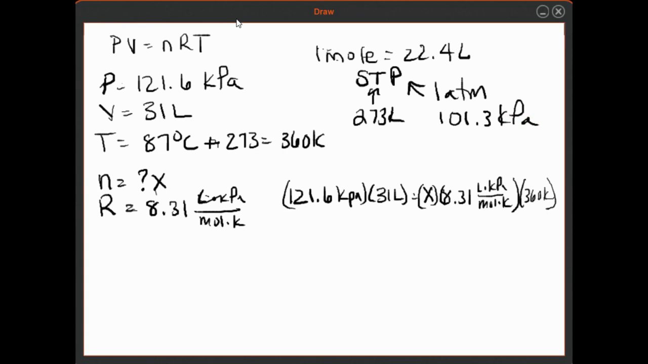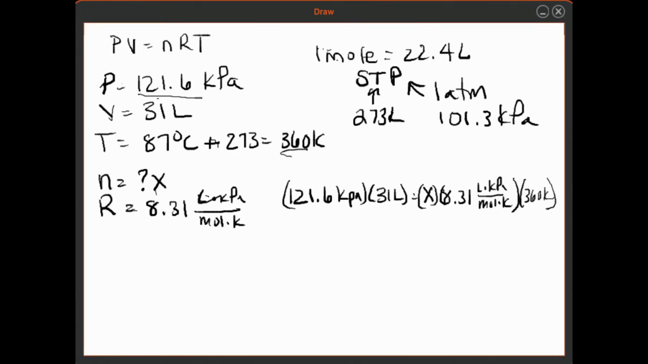So because we don't have our gas at 273 Kelvin, it's at 360, and because we're not at 101.3 kilopascals, we're at 121.6, we cannot use this simple molar volume of gas conversion to determine the number of moles. We have to use the ideal gas law. Okay, so let's go ahead and solve for this.